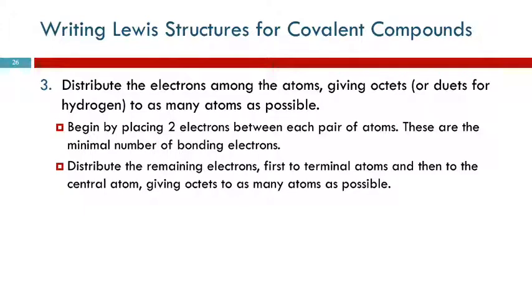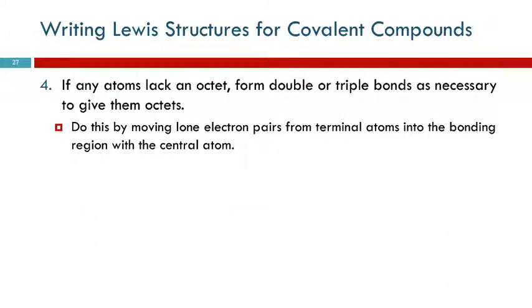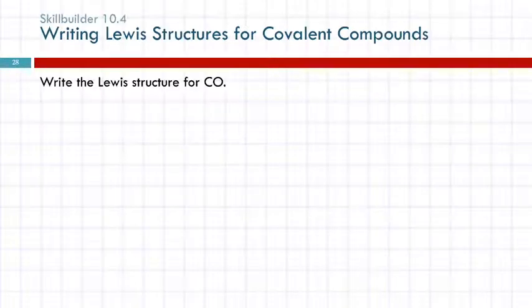Next, you take that number of electrons that you've determined you have to work with, and you distribute them around to the different atoms, and you try to get everybody to have an octet, duets for hydrogen. Start by putting 2 electrons between each pair. You have to have at least a single bond connecting the atoms, so that'll be 2 electrons right there. And then put the remaining electrons around the outside. Sometimes you run out of electrons before you've given everybody an octet. That means that more sharing is needed, and so you're going to make double or triple bonds. So let's do some examples.